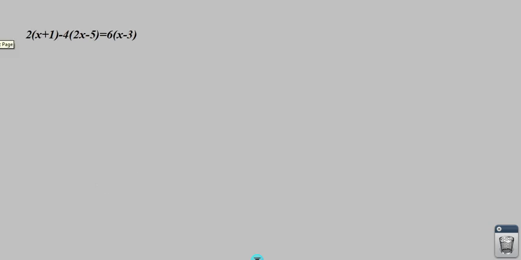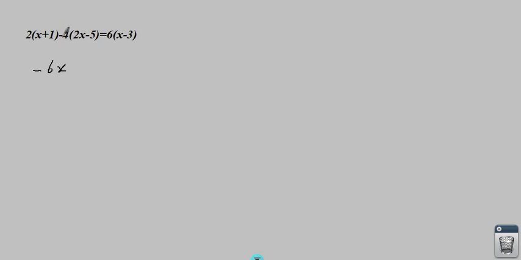In this case, let's think of a shortcut. And of course you can do this by expanding and simplifying and following the same process as before, but let's see if we can do it in a quicker way. Mentally, this is 2x and this is minus 8x. So 2x minus 8x is minus 6x.